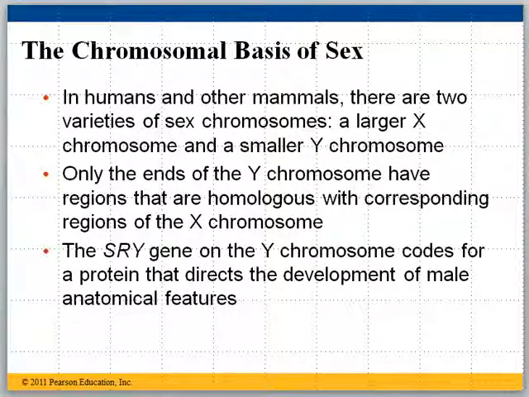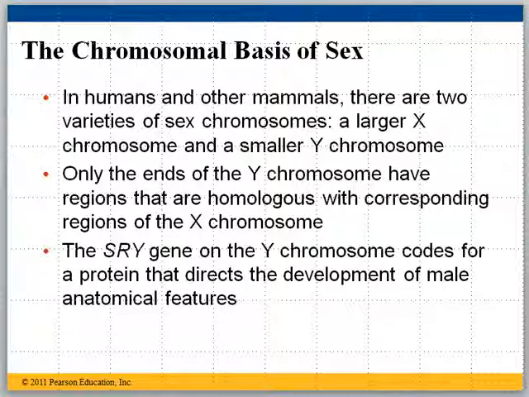So in humans and other mammals, there are two varieties of sex chromosomes. You see the larger X and then the much smaller Y. Only the ends of the Y chromosome have some regions that are homologous with the corresponding regions of the X chromosome, but for the most part, these two chromosomes are not aligned and they're not homologous.